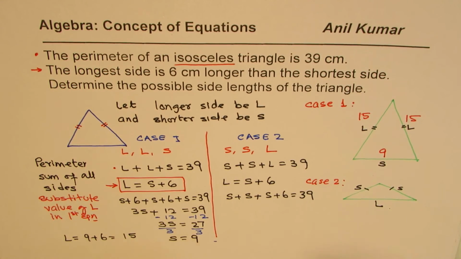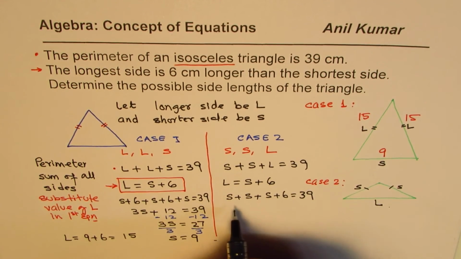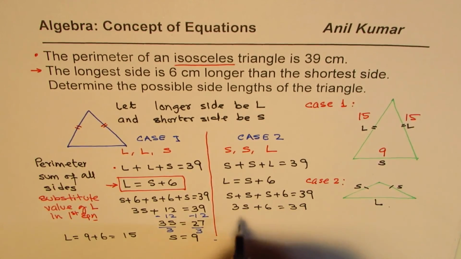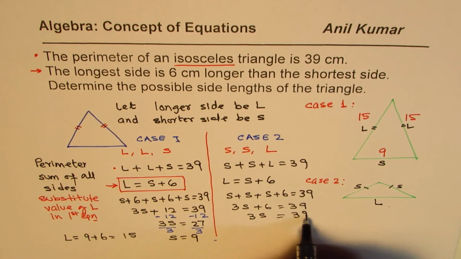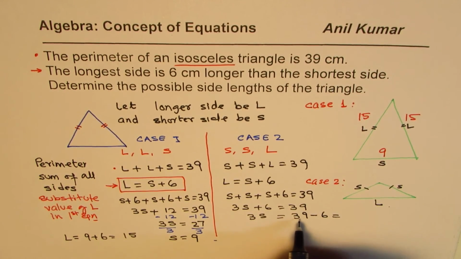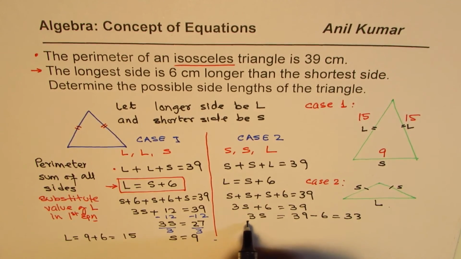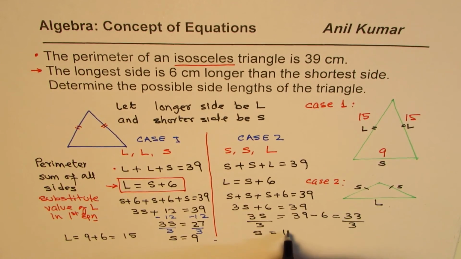What you need to do is do all these steps for case 2 and then write down your answer, right? So here is a quick solution. 1, 2, 3S plus 6 equals 39. 3S, we are taking away 6. We could do it like this also, right? Which is 39 take away 6 is 33. Then we will divide by 3, okay? S is equal to 11.